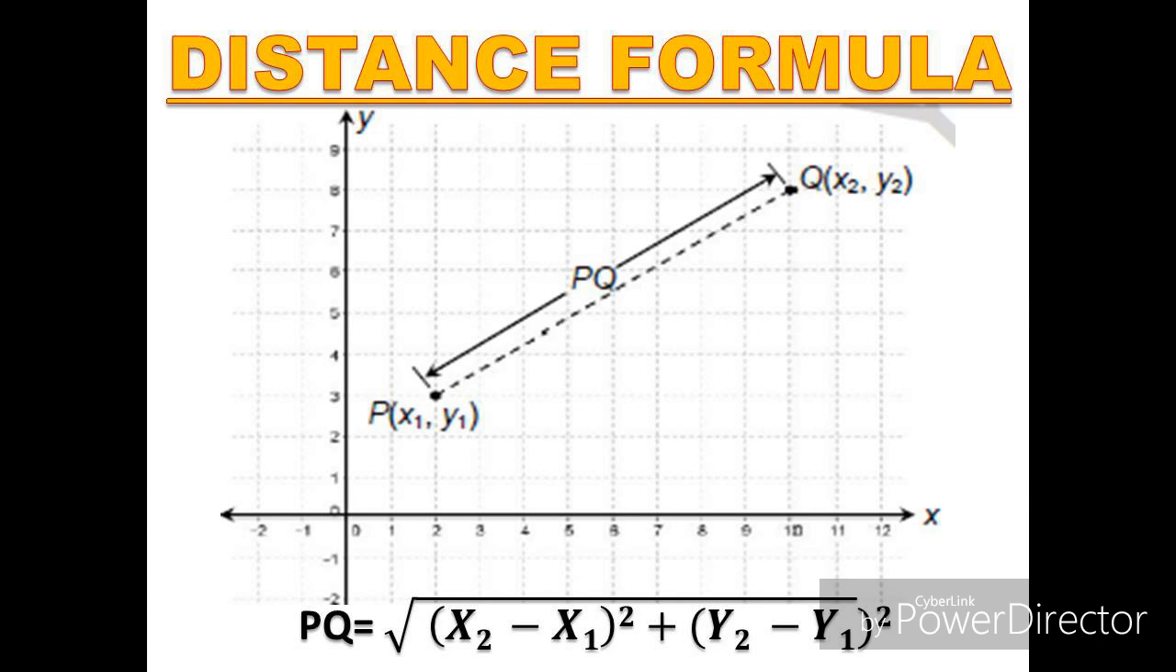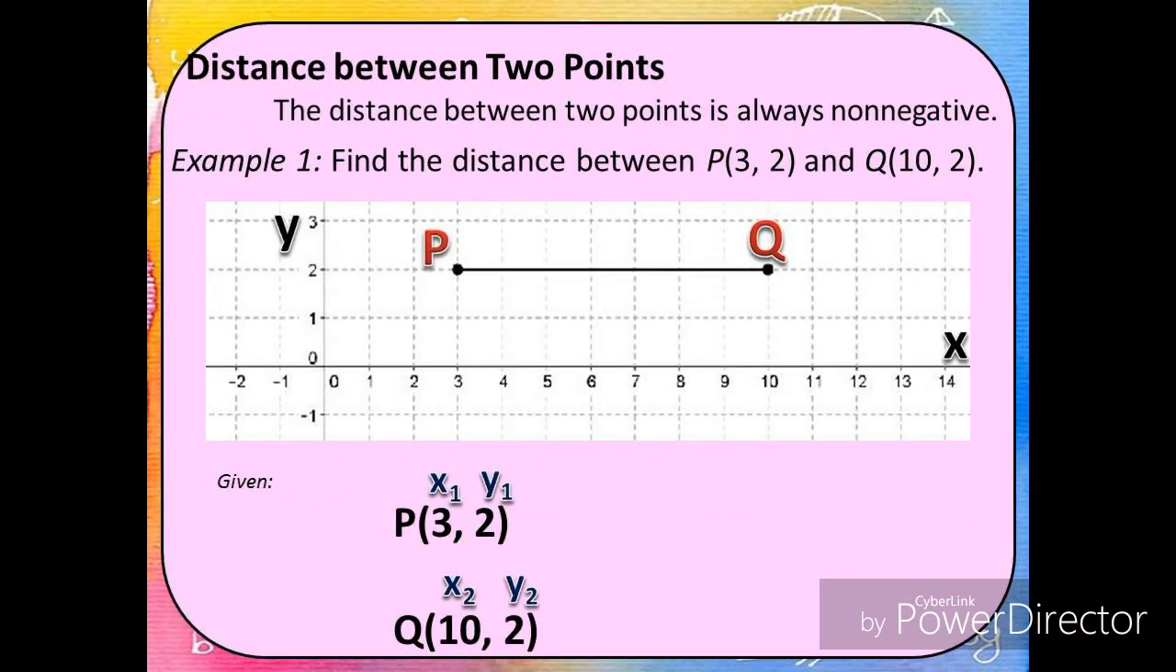To find the distance between P and Q, we're going to use the formula: the square root of the quantity x sub 2 minus x sub 1, squared, plus the quantity y sub 2 minus y sub 1, squared. So the distance between 2 points is always non-negative. When we say non-negative, they are all positive.